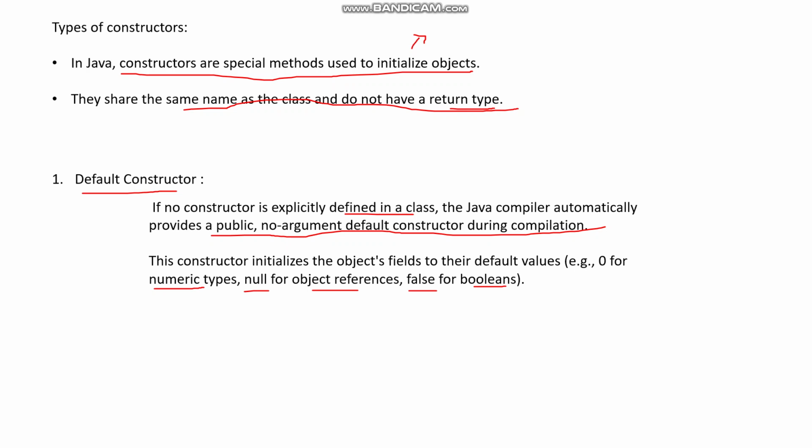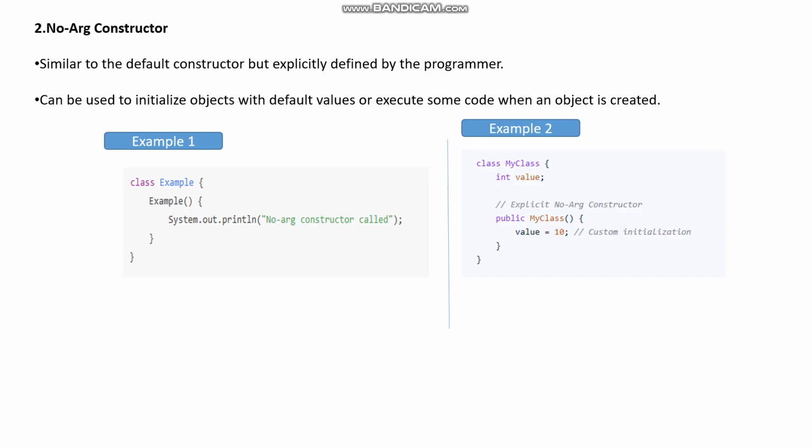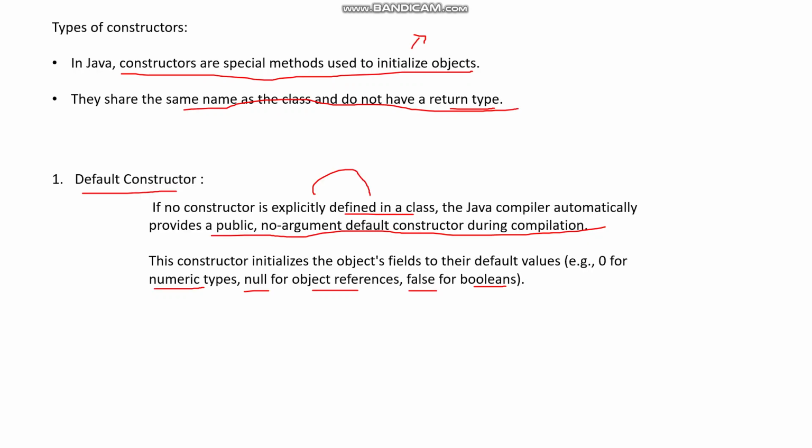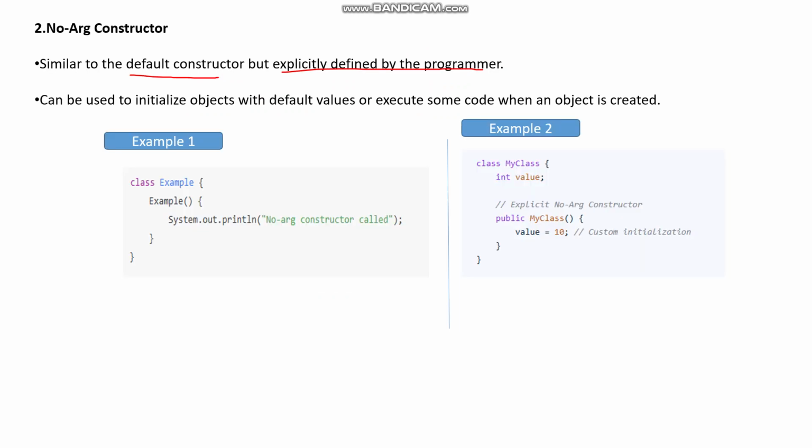Whenever we are not writing any constructor within a class, the compiler will provide the constructor. That constructor is called a default constructor. The next one is the no-argument constructor. Here the no-argument constructor is similar to the default constructor, but it is explicitly defined by the programmer. It is the same as the default constructor, but it is given by the programmer, not by the compiler. It can be used to initialize the object with default values or execute some code when the object is created. During the object creation, some piece of code will be executed.